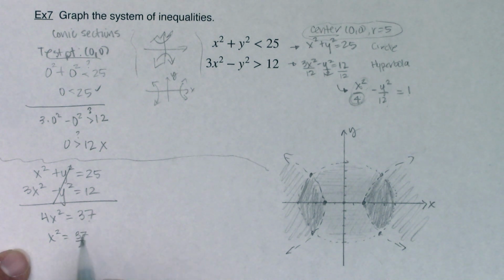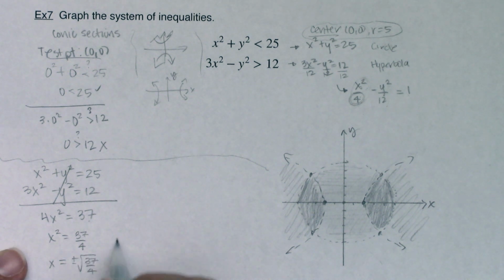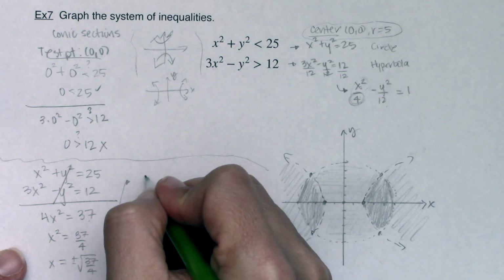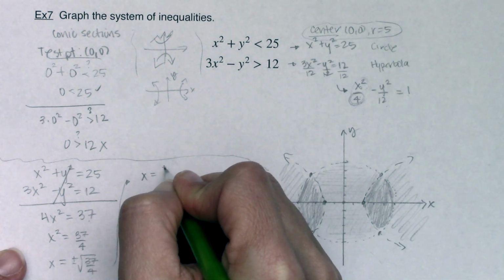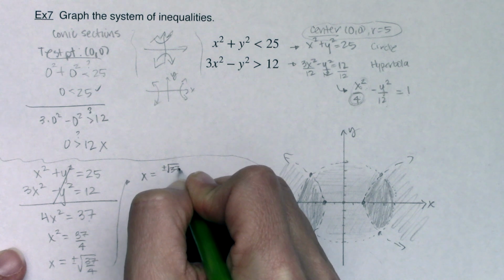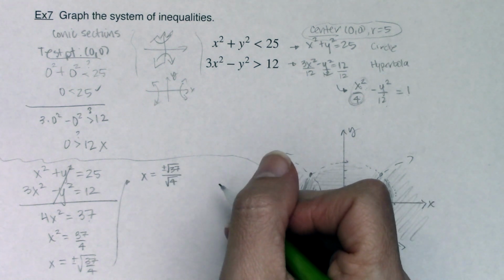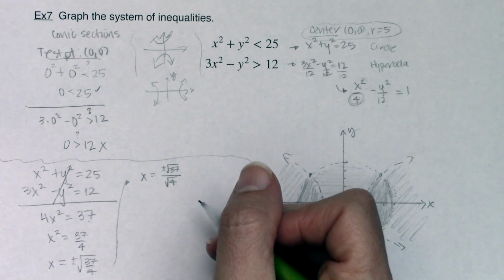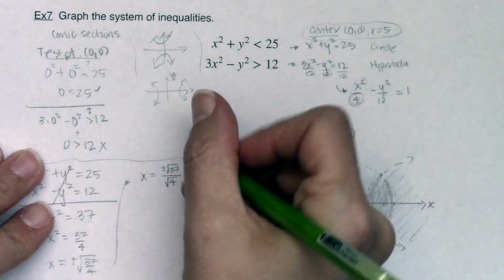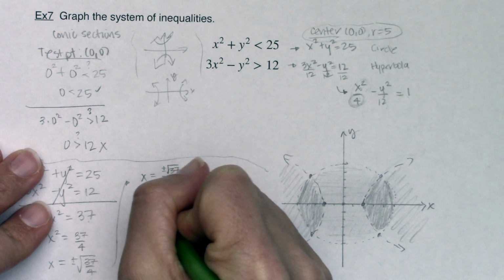And then if I take the square root of both sides, I get x equaling plus or minus the square root of 37 over 4. If I want to distribute that radical, I'll have x equaling plus or minus the square root of 37 over the square root of 4. But we know the square root of 4 is 2. So as I work this, I've got these two x coordinates.